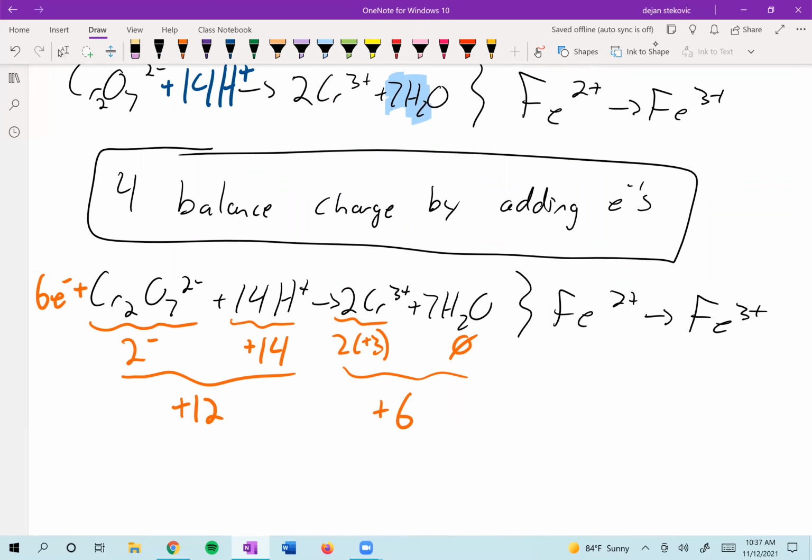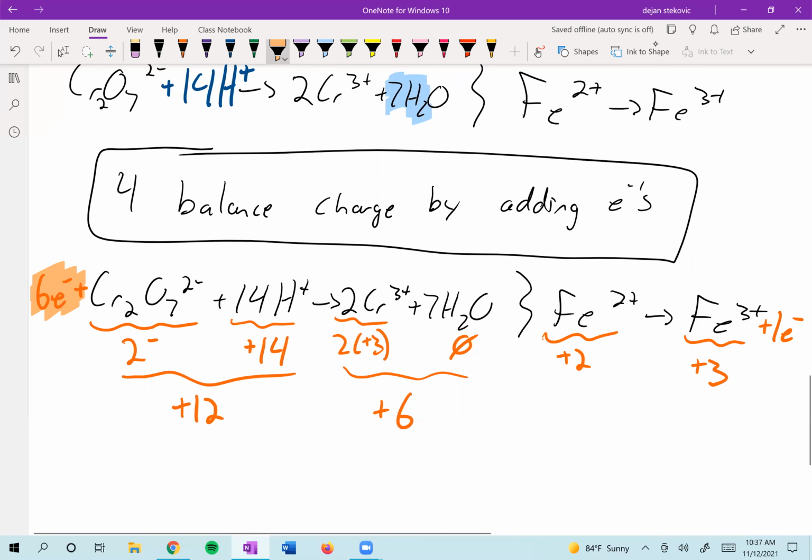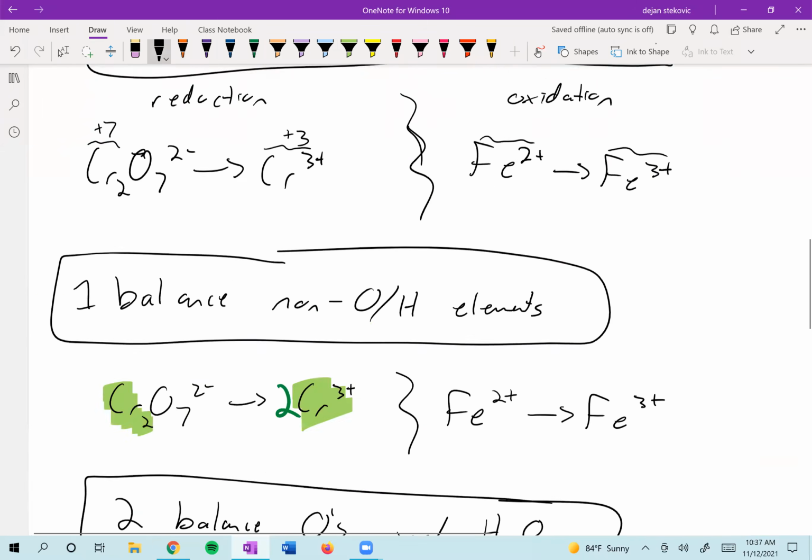Be careful which side you put the electrons on. This is probably one of the most common mistakes. Over here, we have plus 2. Over here, we have plus 3. So to balance that out, we have to add 1 electron to the right side. And note that your electron should always be added on opposite sides. What I mean by that is over here, we added to the reactant side, and over here, we added to the product side. If you add them both to the reactant or both to the product side, you did something wrong. Cool, so that's done.